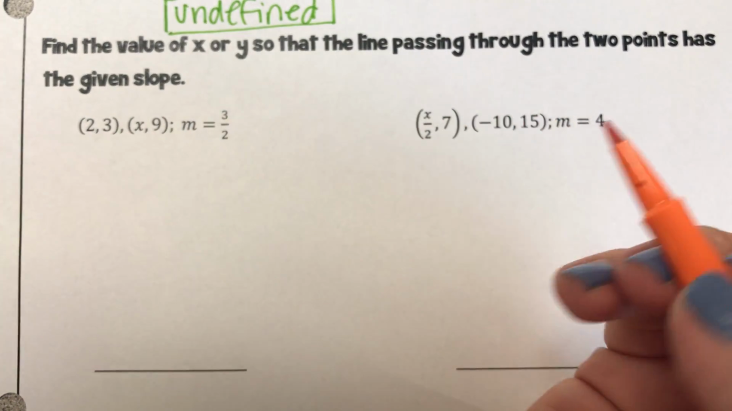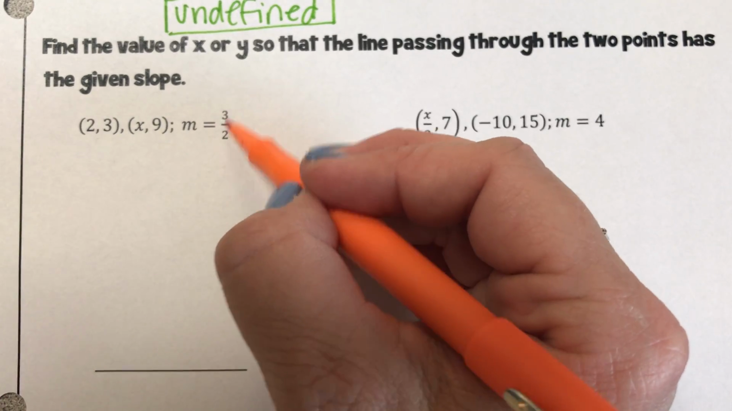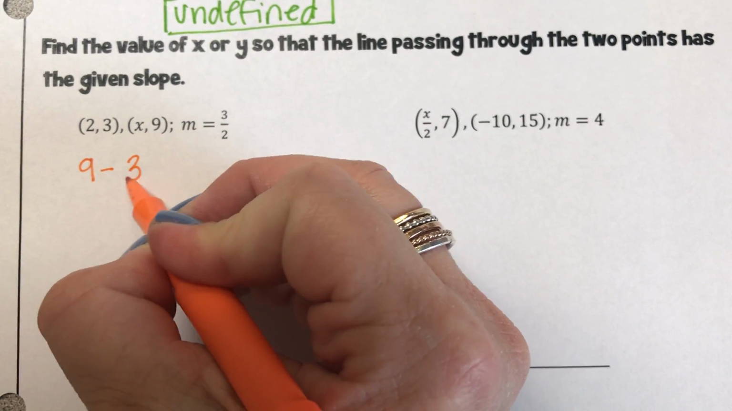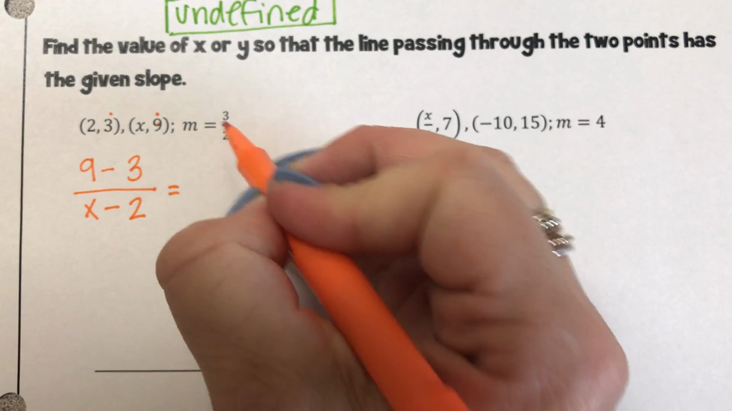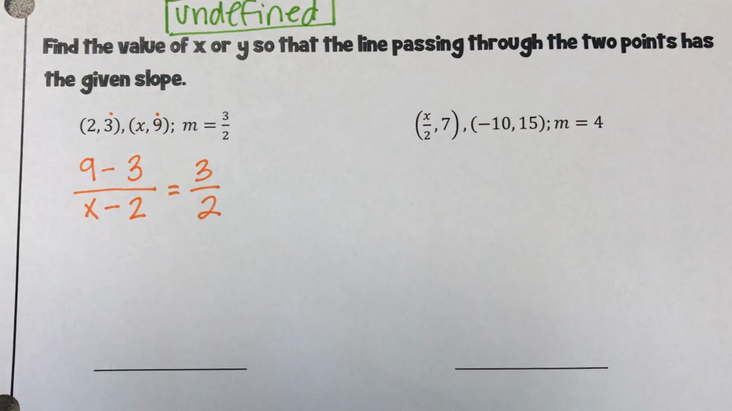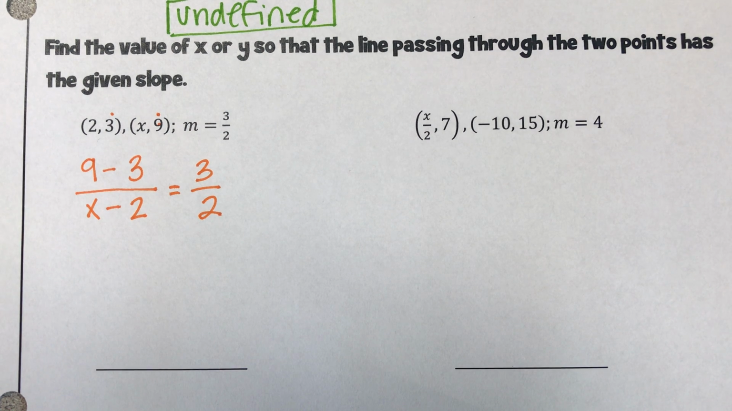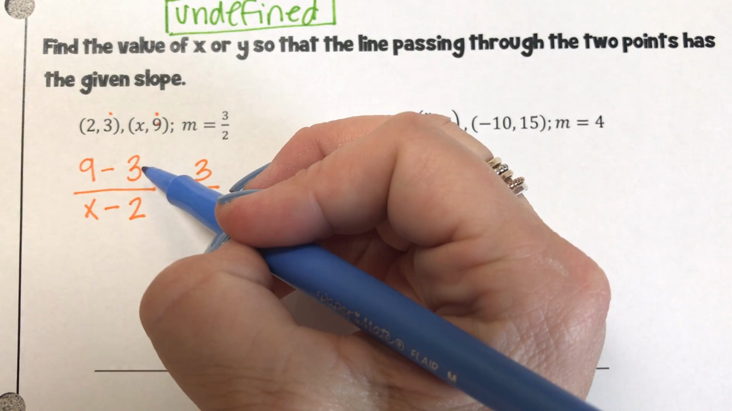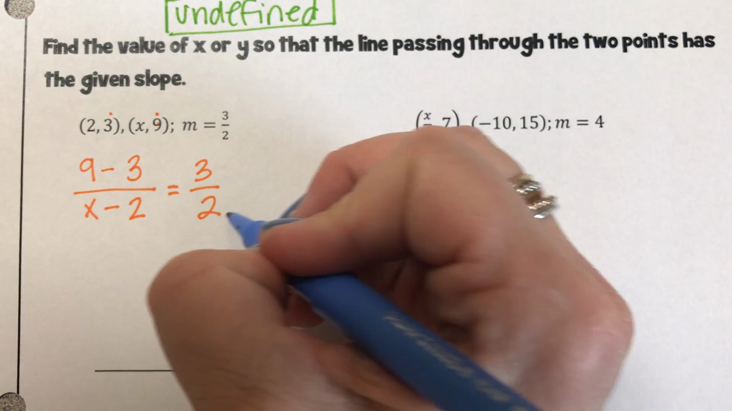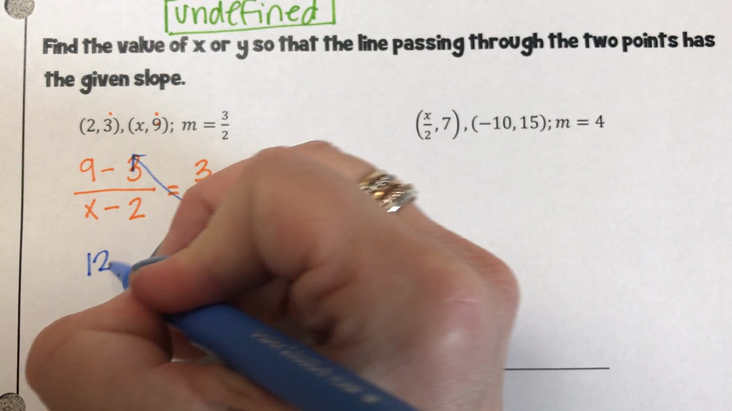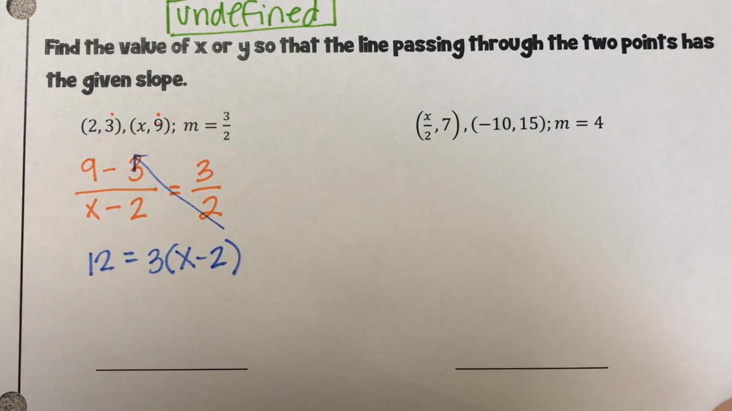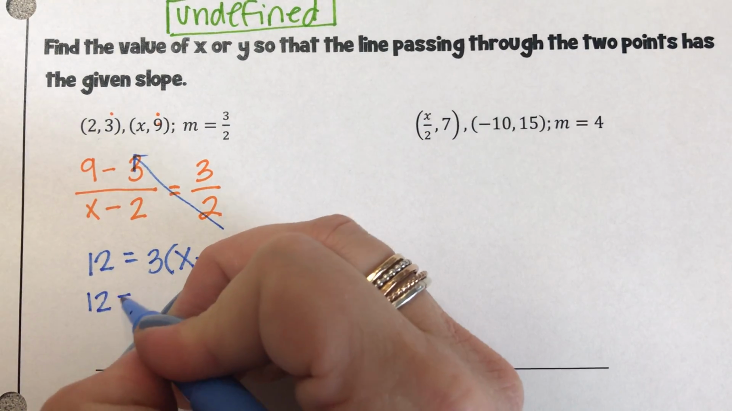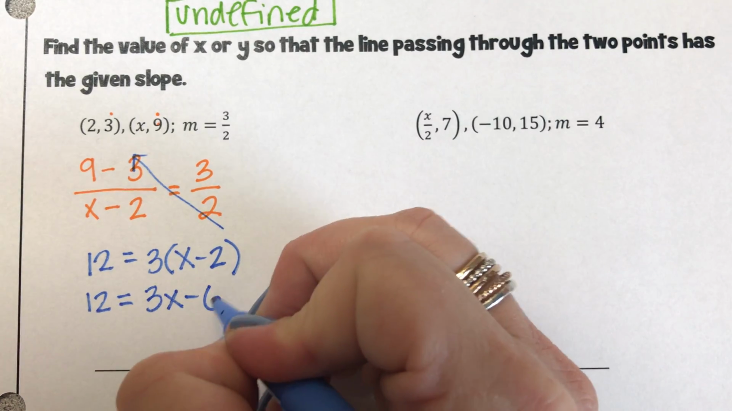Okay, so we're going to do the same equation, except this time we're given the slope. So y2 minus y1, 9 minus 3 over x2 minus x1, and it's going to equal our slope, 2 over 3. Okay, so if you thought proportions were never coming back, you were mistaken, because here we are with a proportion. 9 minus 3 is 6. 2 times 6, I'm doing the butterfly, is 12. And then I have x minus 2 times 3. So 12 equals 3x minus 6.